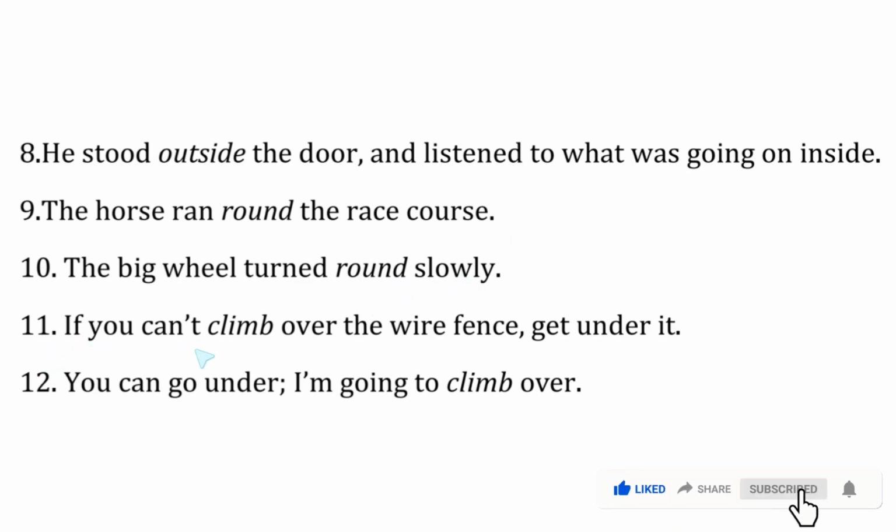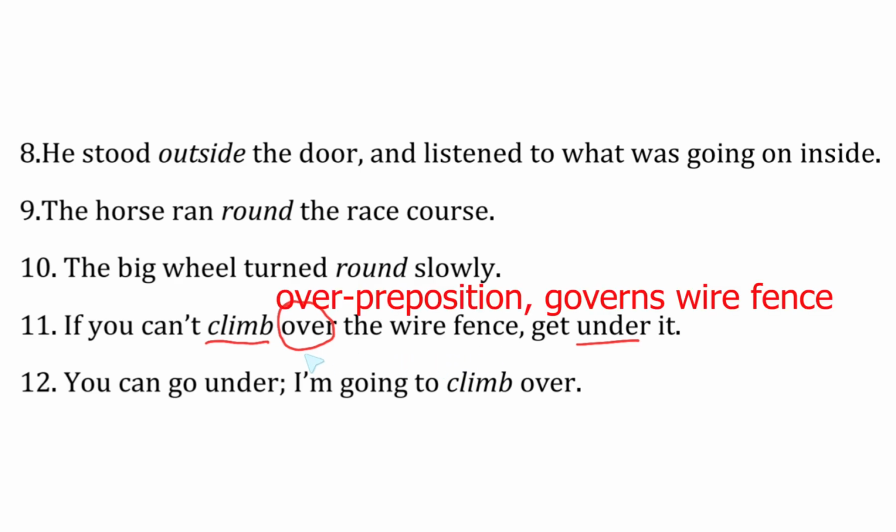Number 11: If you can't climb over the wire fence, get under it. Here this is not actually italic, it's wrong here. In this place over is italic, and under is italic. Here over is governing the wire fence, so that's why this is a preposition, and same way under is governing the word it, so that's why it is also a preposition.